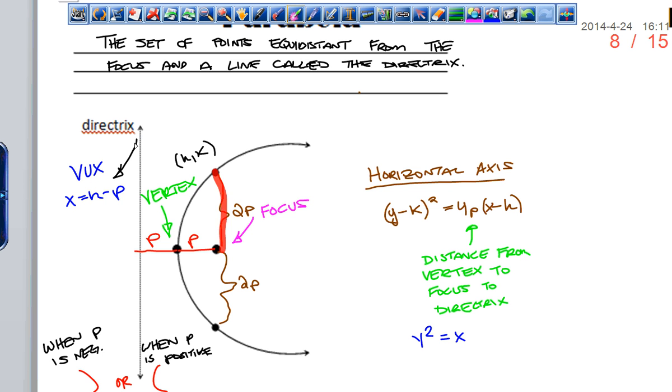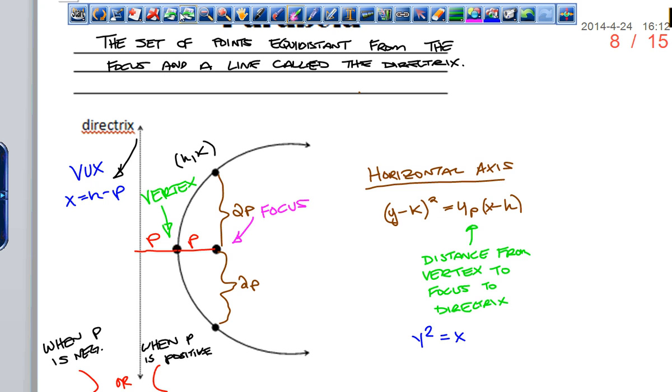Last thing, the directrix is a line, so it's always going to be a vertical line if it's a horizontal graph. It's going to be x equals, and that's how you figure it out: the h of the vertex minus the p right there, or you can just draw it. The vertex is h comma k, just like all the other conics, but that's it.